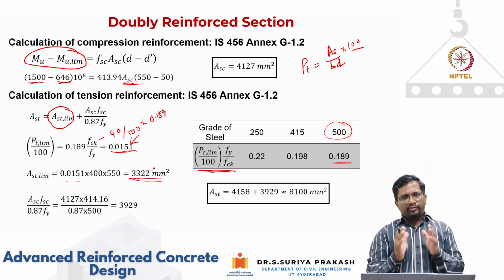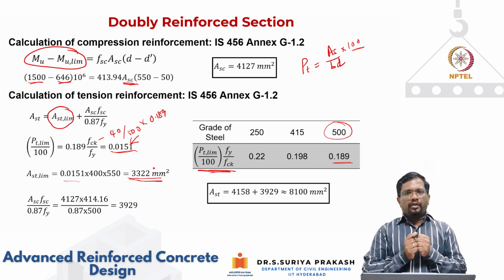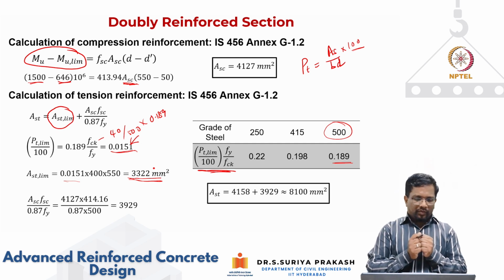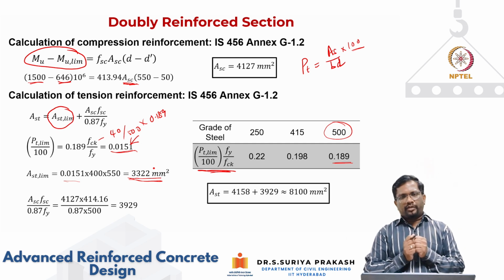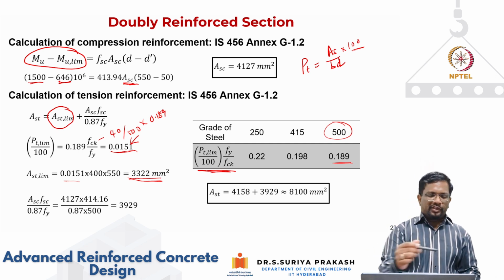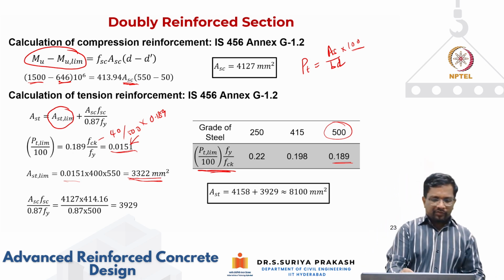That is the maximum steel that you can put to preserve that steel yielding. But that is also going to give me only a limited moment resistance. That is, MU limit is 646. Now my demand is 1500, so that additional thing I have to see.